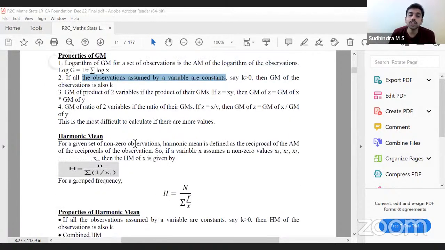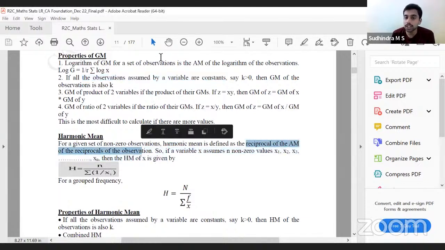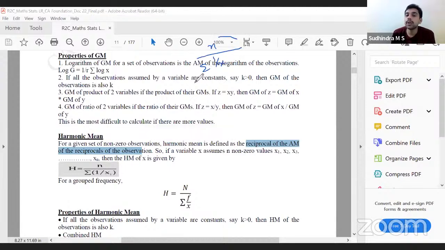Harmonic mean. The definition of harmonic mean says it is defined as reciprocal of arithmetic mean of reciprocal of the observations. If we have ungrouped data, n divided by summation 1 by x will give us harmonic mean. How to calculate? We have x values. First calculate 1 by x values, add up everything. We know the number of values, so n divided by summation 1 by x. However, if we have grouped data, capital N divided by summation f by x.